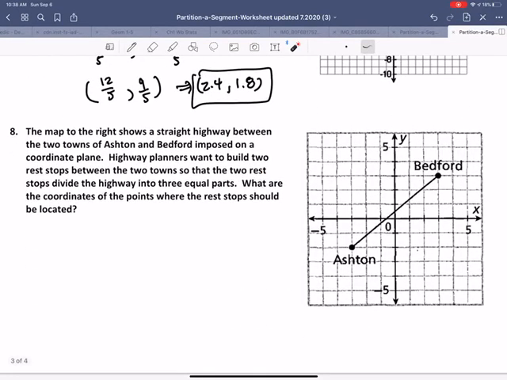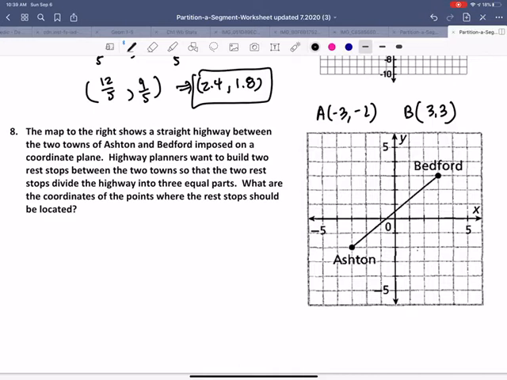Last one. Okay, thank goodness. Let's do this question right. A is where? Let's find it on our graph. So A is -3, -2. And B for Bedford is +3, +3. Okay, so the map shown on the right is a straight highway between the two towns of Ashton and Bedford, imposed on a coordinate plane.